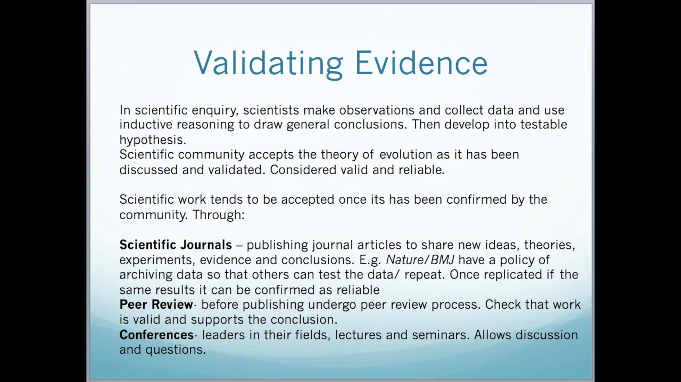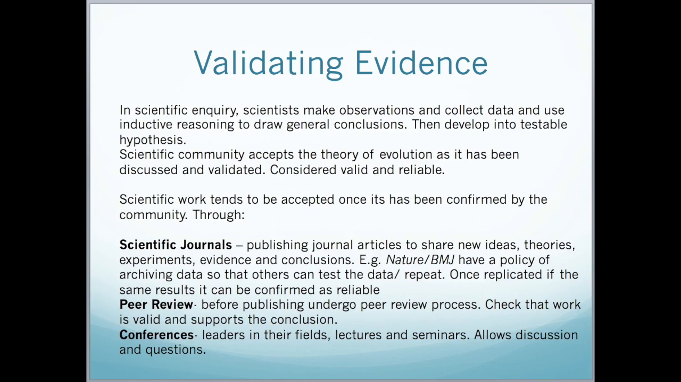Scientific work generally tends to be accepted once it has been confirmed by the community through either scientific journals, peer review, or conferences. Scientific journals are used for publishing journal articles to share new ideas, theories, experiments, evidence, or conclusions. For example, the journal Nature and the British Medical Journal also have a policy of archiving data, which allows others to test the data and repeat the experiments. So once the experiment has been replicated and the same results are obtained, it can be confirmed as reliable.